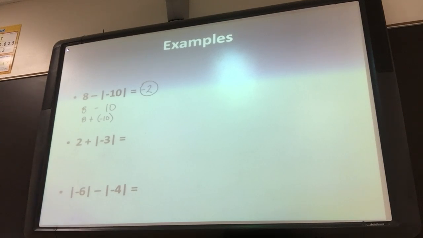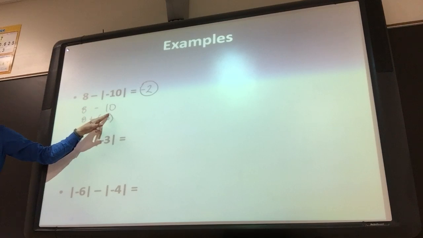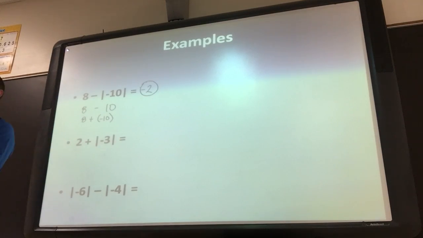So notice, did we do this right? Did we change -10 to +10? Yeah. After we've done that, does it matter if it's negative or positive? Because do you have any absolute value bars after this step? No. You don't. So then you just do it normally. Okay? So you can get a negative answer if you've got absolute value bars, like this one.